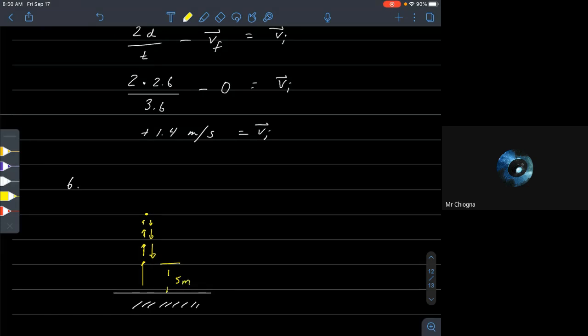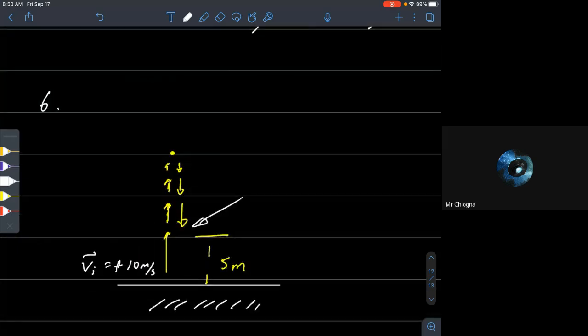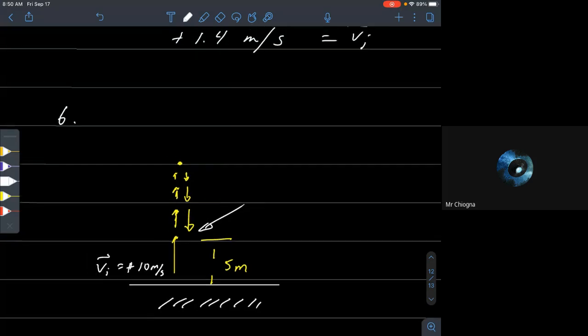So, what is the velocity at that point? So what is the velocity there at that point? So we know what the initial velocity is. Initial velocity is 10. That's plus 10, right? Okay.